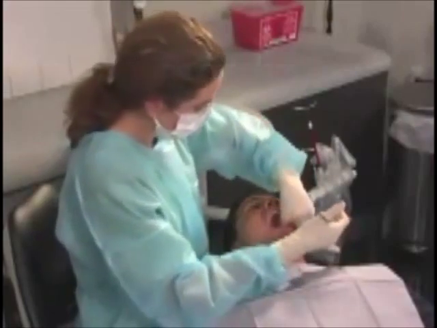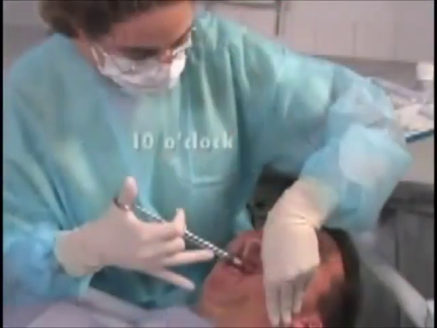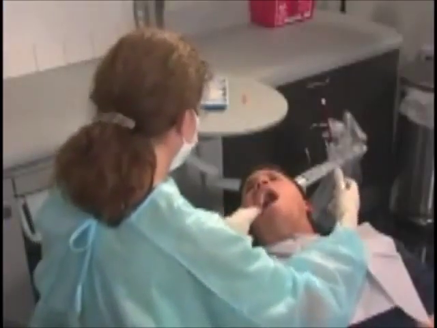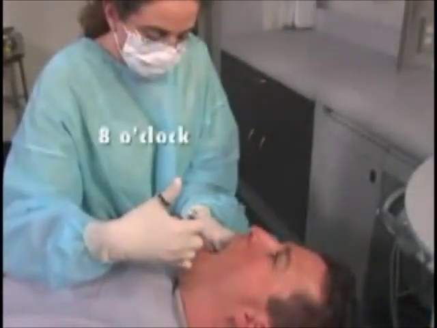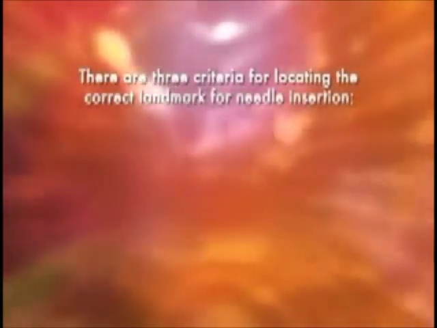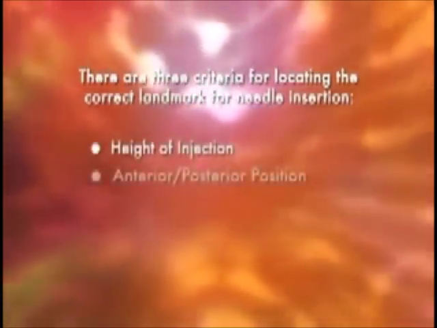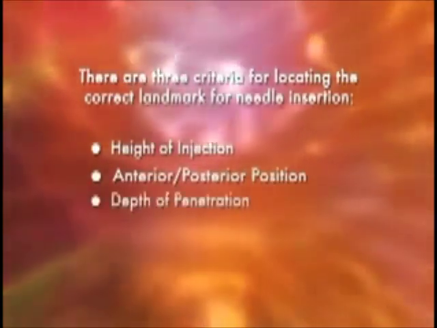For a left inferior alveolar nerve block, the right-handed operator should sit at the 10 o'clock position, facing in the same direction as the patient. For the right inferior alveolar nerve block, the right-handed operator should sit at the 8 o'clock position, facing the patient. There are 3 criteria for determining the correct insertion site for the needle. The first is the height, the second is the anterior-posterior position, and the third is the depth of penetration.